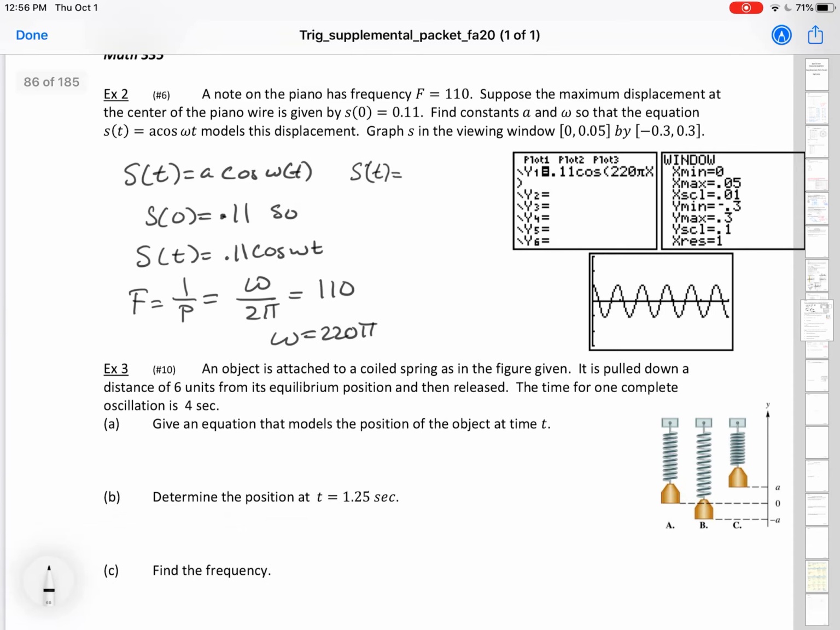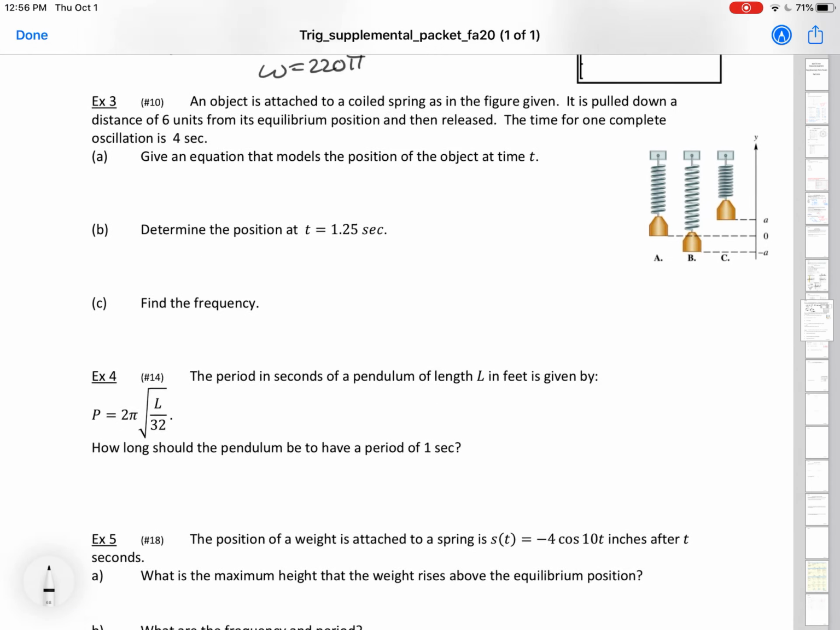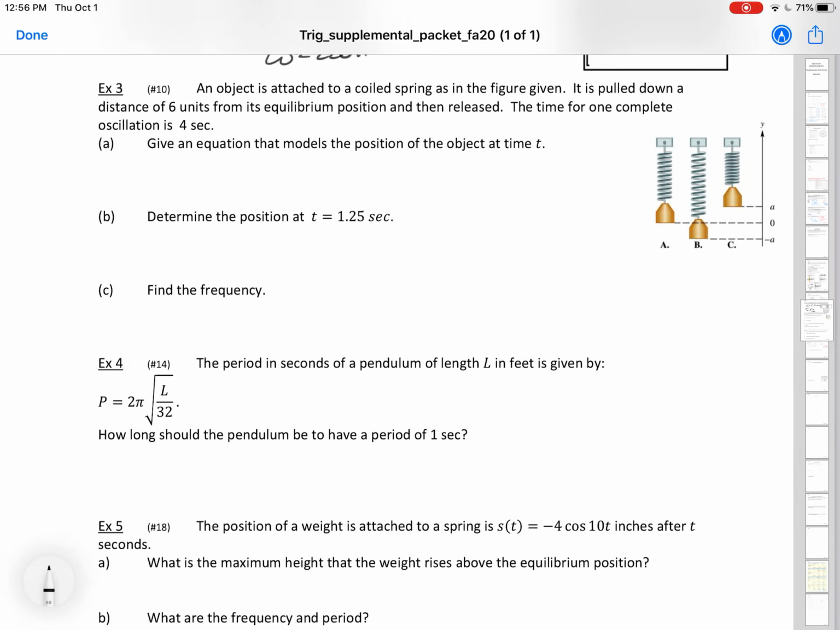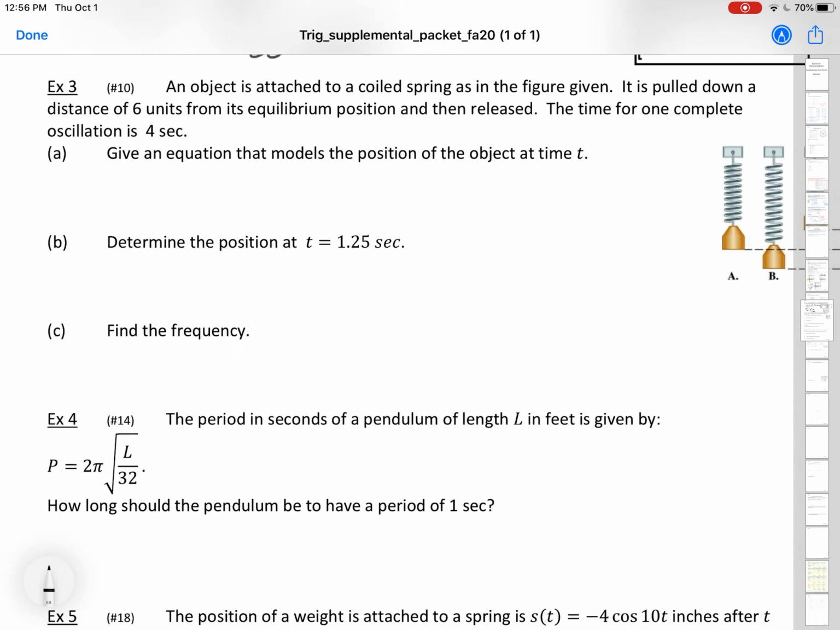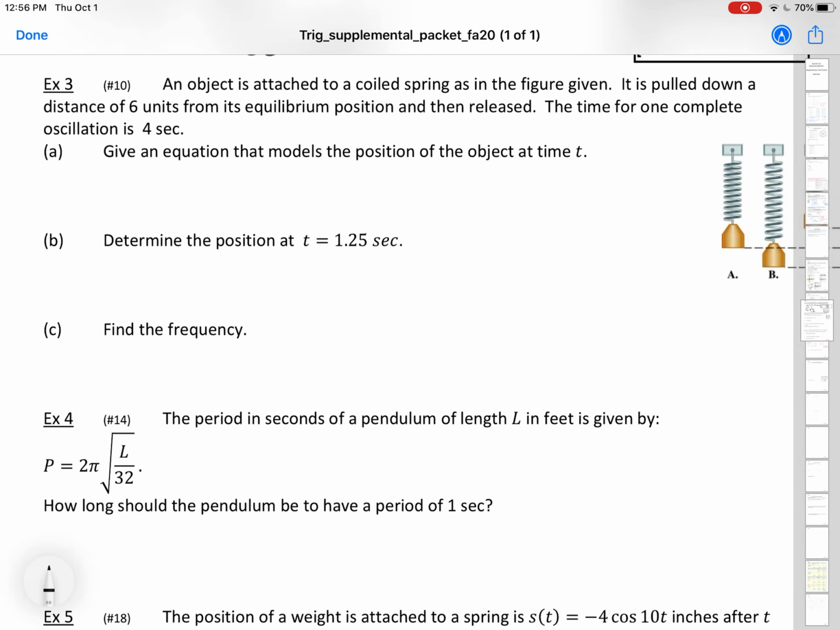So S sub t, we figured out from the 0 that it's 0.11 out front, cosine, and we just figured out omega was 220 pi times t. Cosine of 220 pi times t. Done. Finished with that one. So it's just a matter of giving you a function and having you figure out what you need to know. It's really similar to exponential growth and decay problems that you've done in previous classes, most likely.